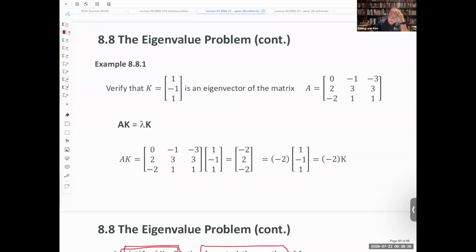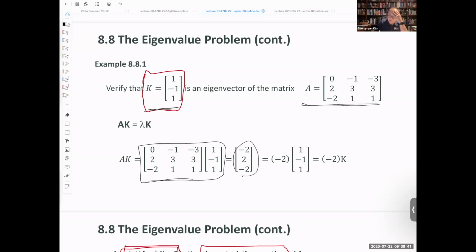So for the first example, you are given one eigenvector. If this is the real eigenvector, then when you multiply this A times this K, the result is going to be some number times this eigenvector K.